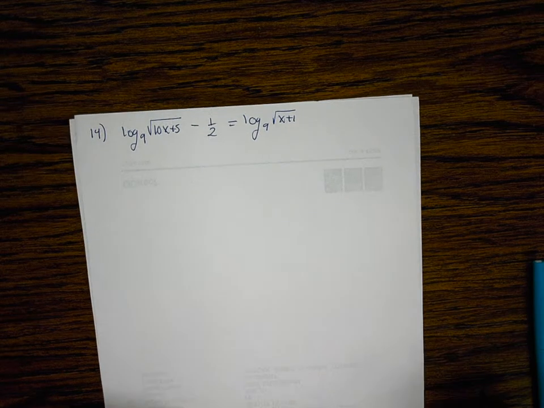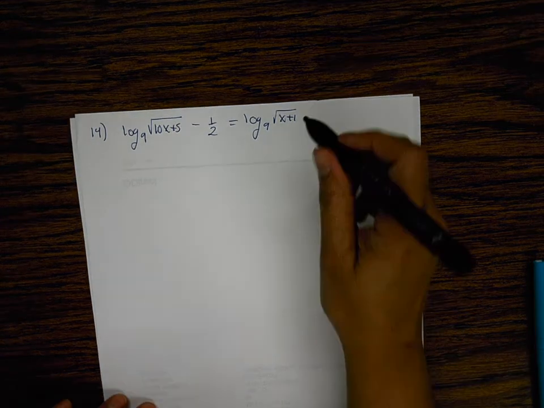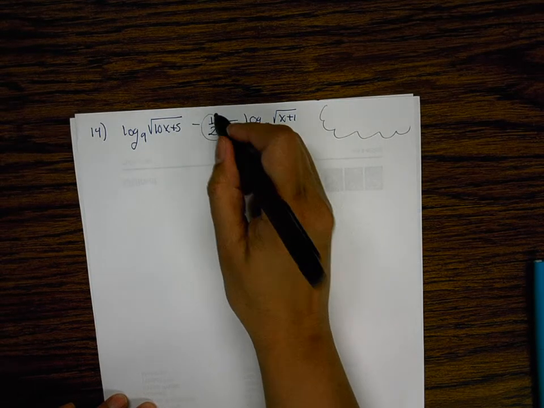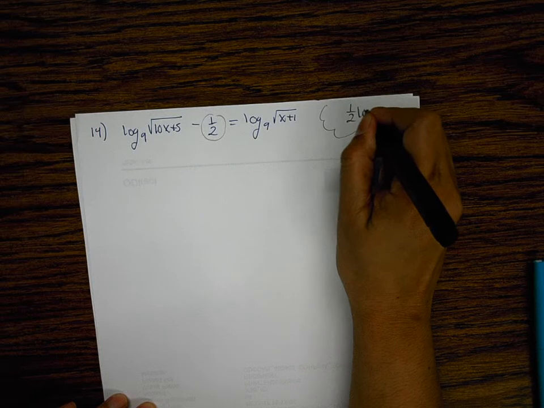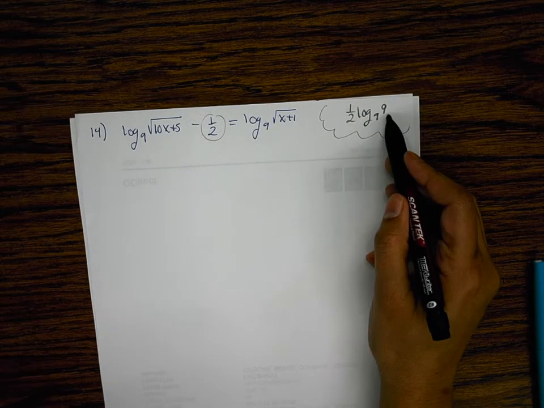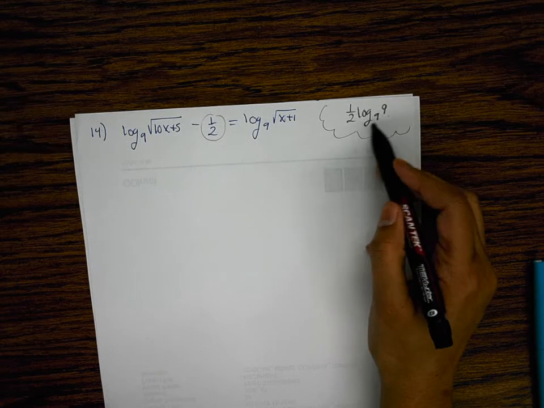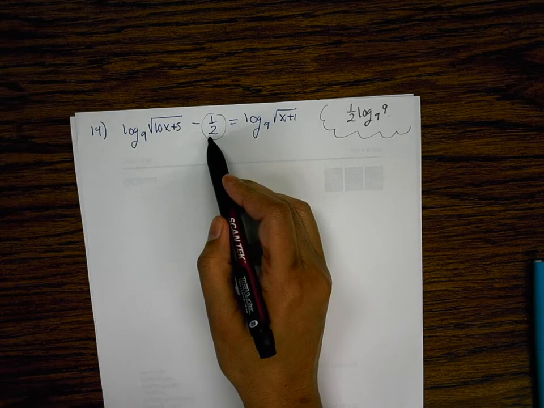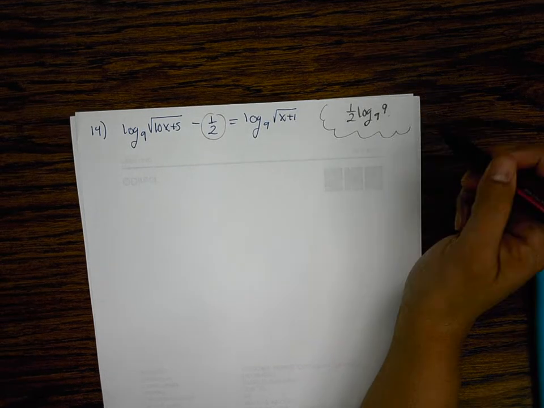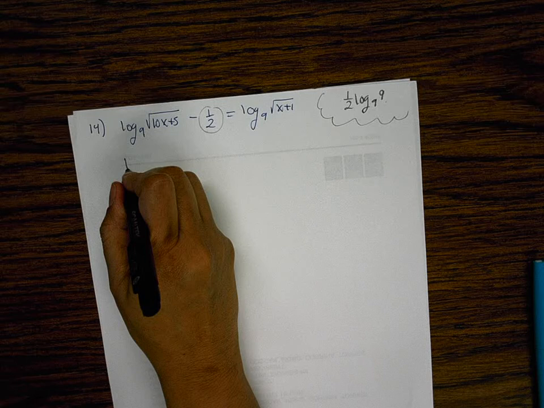Now, I'm going to do it the way I did it in notes. Just a really quick side note, some kids would write this 1/2 as 1/2 log base 9 of 9, because log base 9 of 9 is equivalent to 1. 1/2 times 1 is simply 1/2. That's not the way I showed it in notes. I'm just showing you there's other ways to do it. I'm going to do it the way I did in notes.